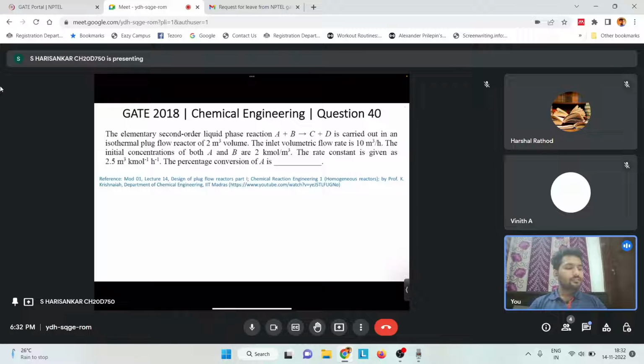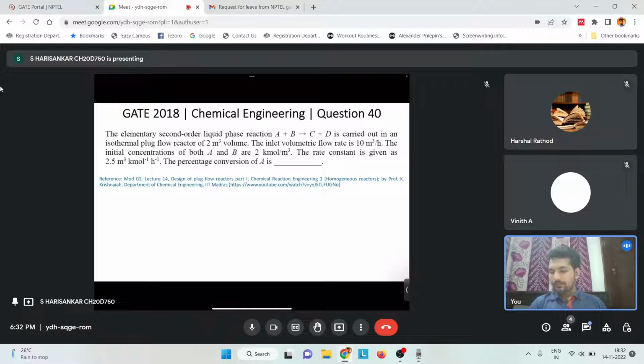So this is a question from the ideal reactors part in chemical reaction engineering, and the reference NPTEL series can be found in module 1, lecture 14, design of plug flow reactors part 1, Chemical Reaction Engineering 1, homogeneous reactors by Professor K. Krishnaiah, Department of Chemical Engineering, IIT Madras.